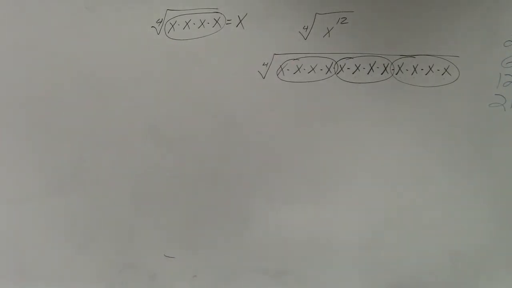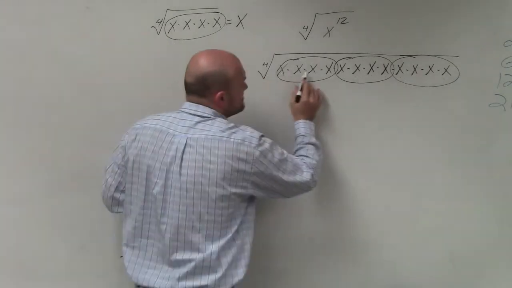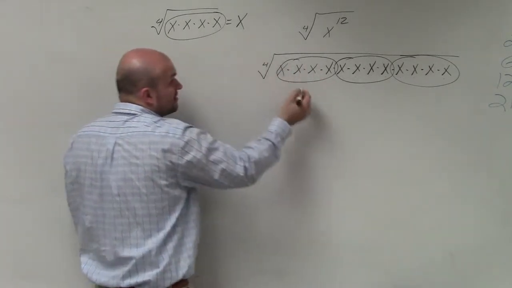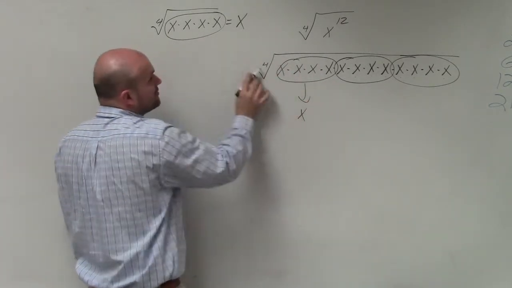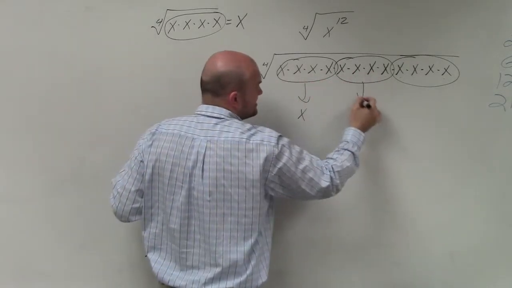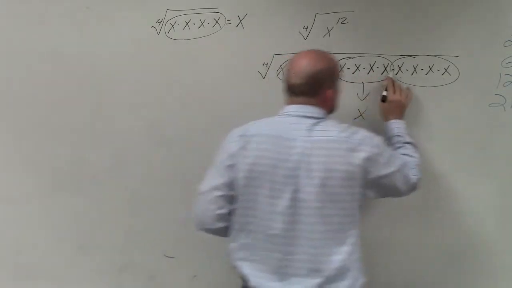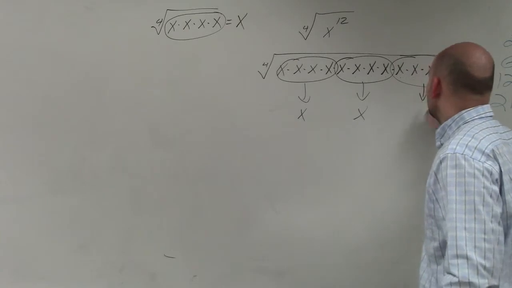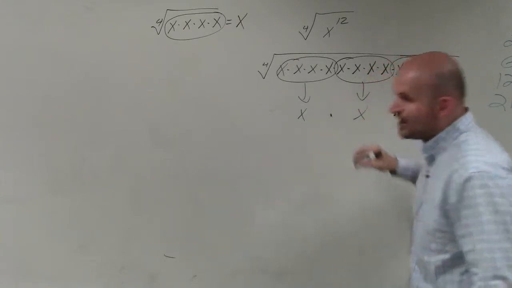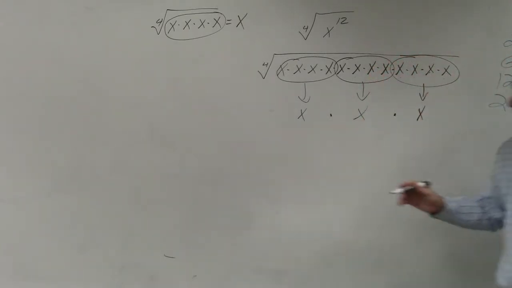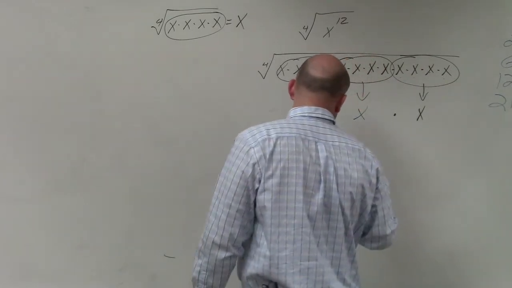So I can take the fourth root of x times x times x times x, which is x. The fourth root of x times x times x times x is x. And the fourth root of x times x times x times x is x. And then you multiply all 3 of those, and you get x cubed.